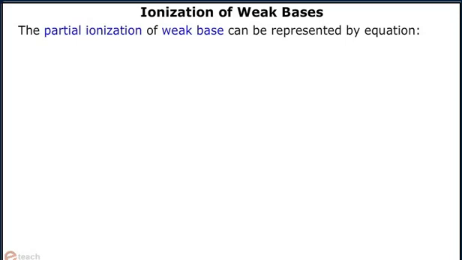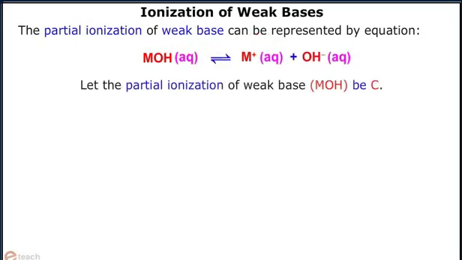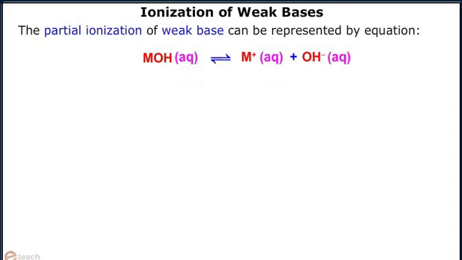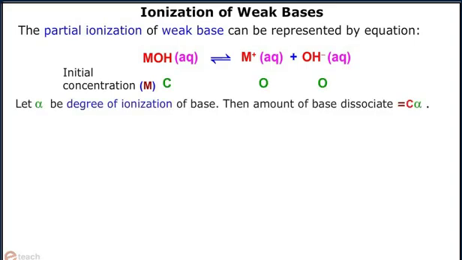The partial ionization of a weak base can be represented by the equation MOH ⇌ M+ + OH−. Let the initial concentration of MOH be C and that of M+ and OH− be 0. Let α be the degree of dissociation of the base. Then the amount of base dissociated equals Cα.